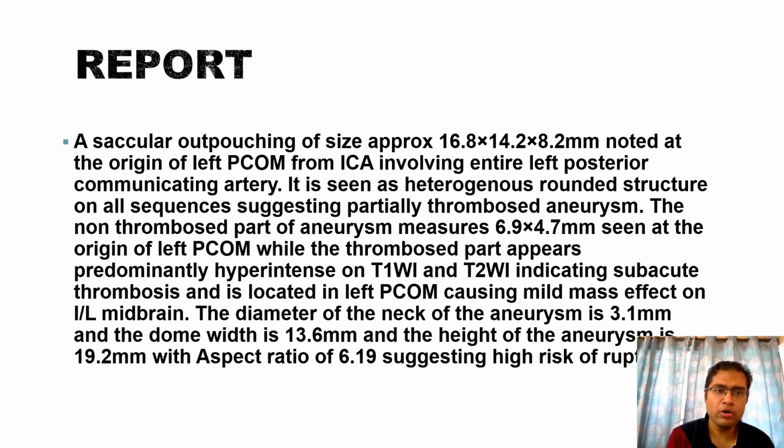So this is the report that I had given: there was a saccular outpouching noted in the origin of left PCOM from the ICA involving the entire left PCOM, and it was seen as a heterogeneous rounded structure on all the sequences, suggesting a partially thrombosed aneurysm. The non-thrombosed part of the aneurysm was seen at the origin of the left PCOM from the ICA, while the thrombosed part appeared predominantly hyperintense on T1 and T2, indicating a subacute thrombosis, and was located in the left PCOM, causing mild mass effect on the ipsilateral midbrain.